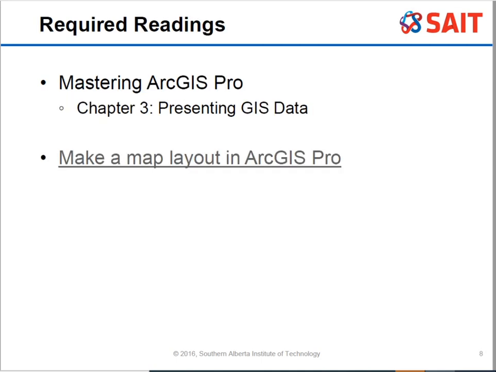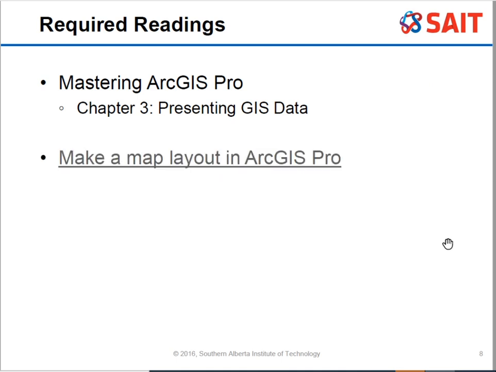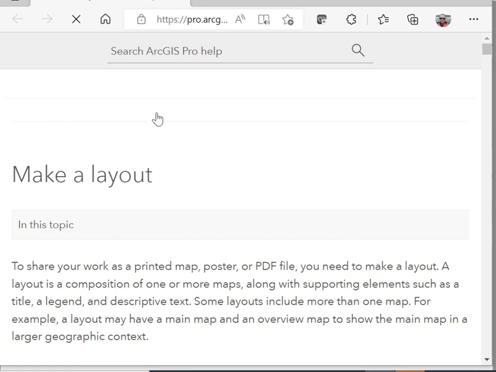The required reading for this one is chapter 3, presenting the GIS data. And again, you can follow the link here on how to make a map layout in ArcGIS Pro. It'll just open up to a web page for you and you'll be able to use that. Again, highly recommend doing it. It's really going to show you what is exactly going on with ArcGIS Pro, and how to use it. So just click on it and it makes a little box for me. Perfect. So there you go.